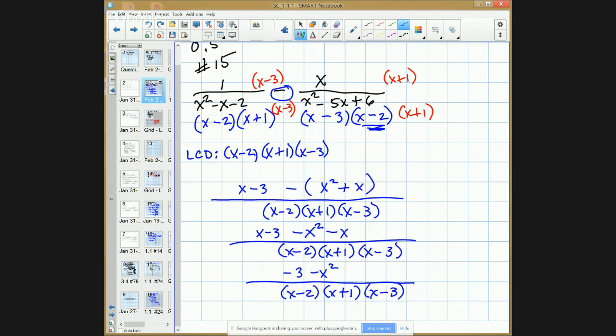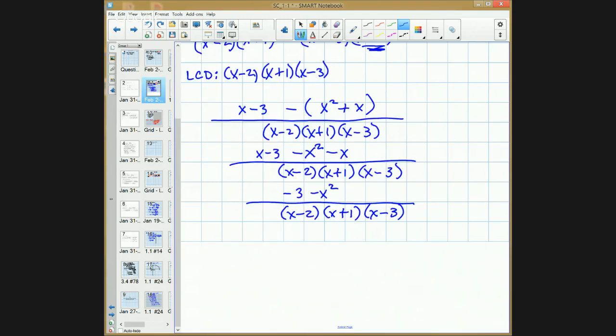The only thing we might want to check is whether or not it's possible to factor the top and therefore simplify this a little bit more. Well, we could take a -1 out, that could be written as -1 times 3 plus x squared, but that doesn't really lead us anywhere. So I'd say we're good with that thing in the circle.